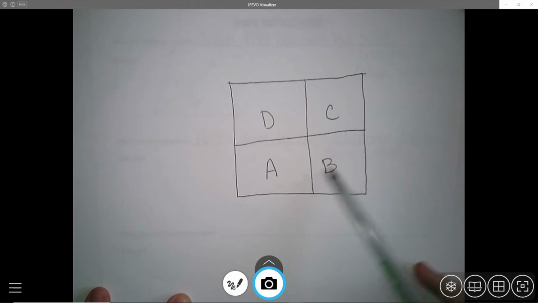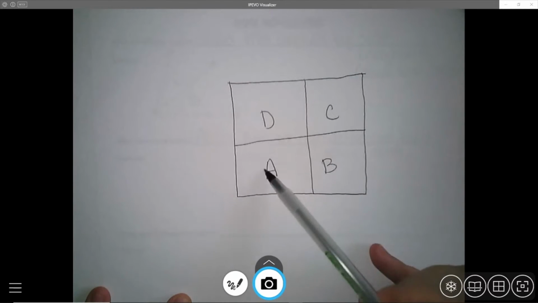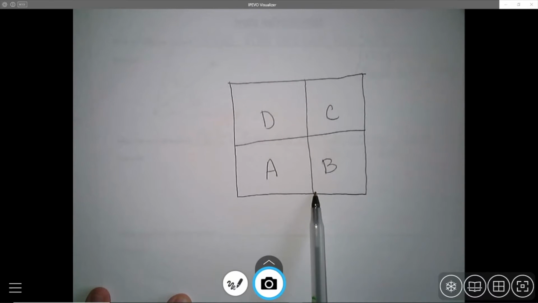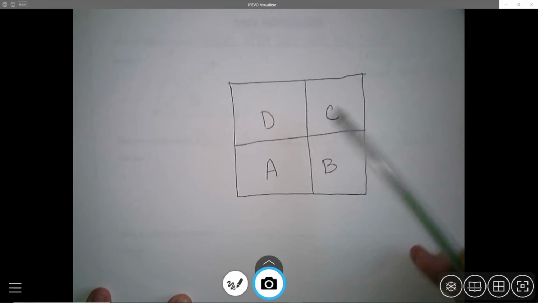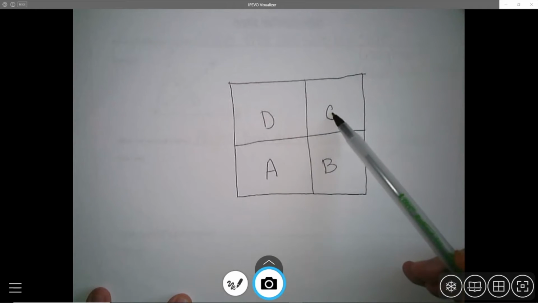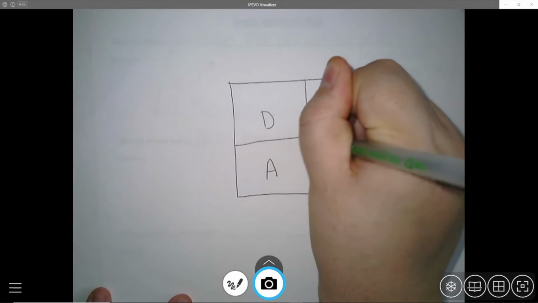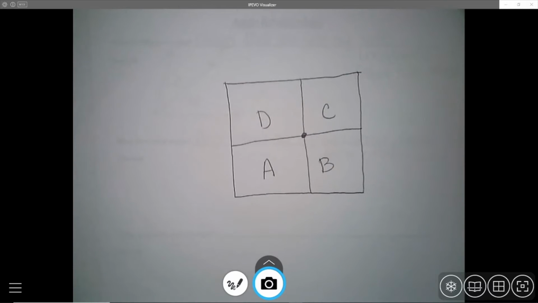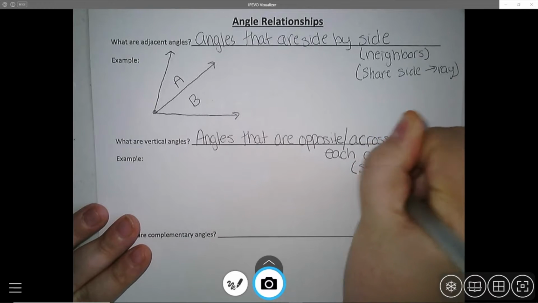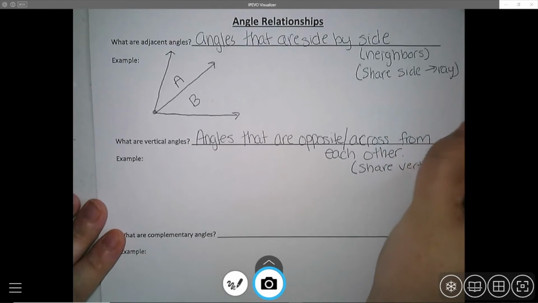A and B, you are adjacent. You are side by side. A and D is also adjacent, or side by side. They share a side of their desk with B and D. A and C are what we consider vertical. These are diagonal, they are opposite, they are across from one another. The big thing about vertical angles is they're going to share a point, the same vertex, when it comes to talking about angles. So I'm going to put here, share vertex.